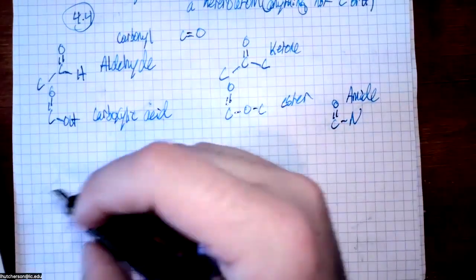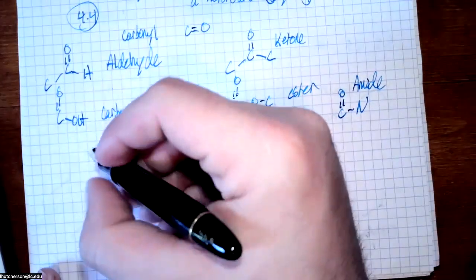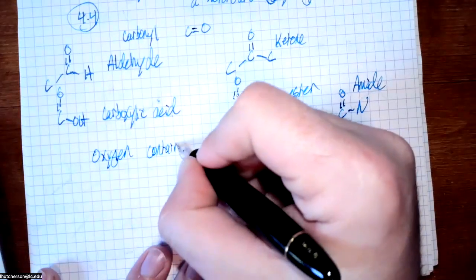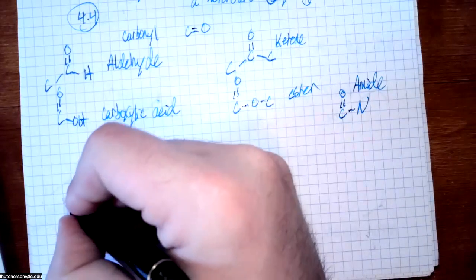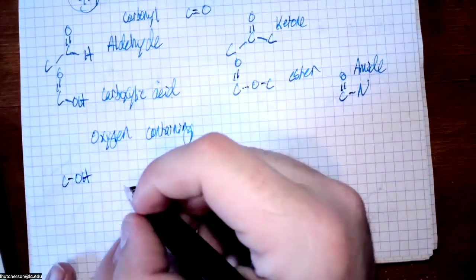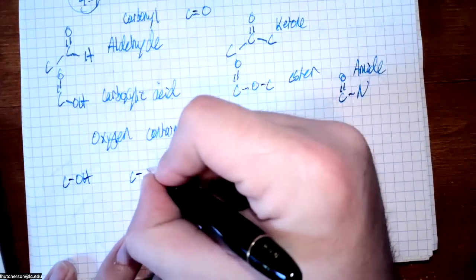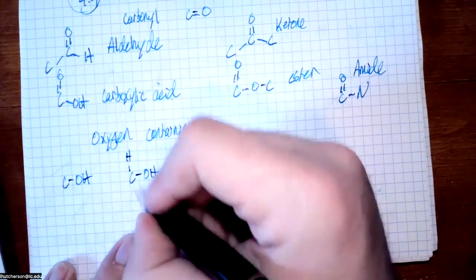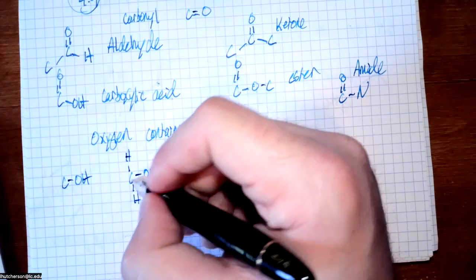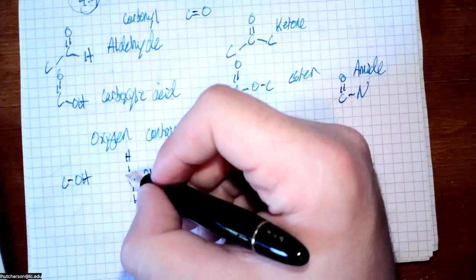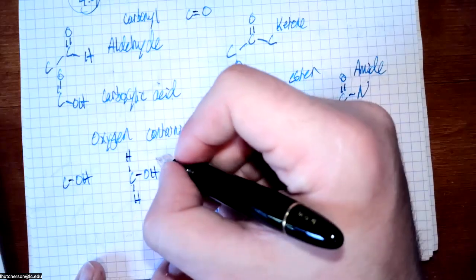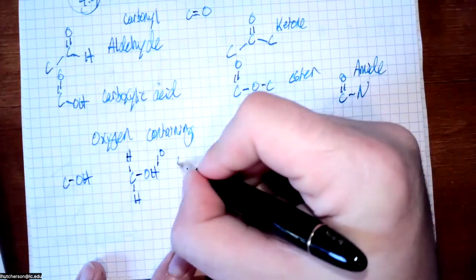Now, more broadly, among our oxygen-containing functional groups, we have alcohols, which are C-OH. We actually have three different types of alcohols we're going to look at. First of these is called the primary alcohol, where the carbon that the OH is on is only bonded to one other carbon, or put another way, it has two hydrogens on it. It's primary.